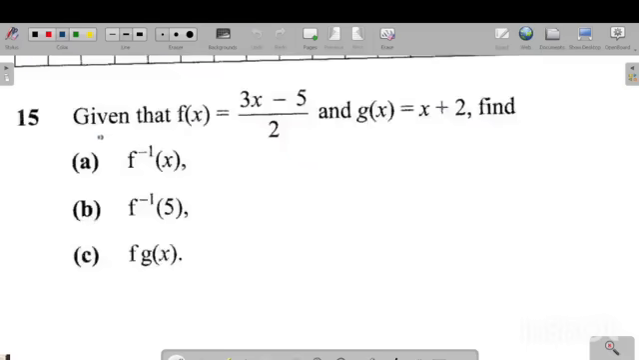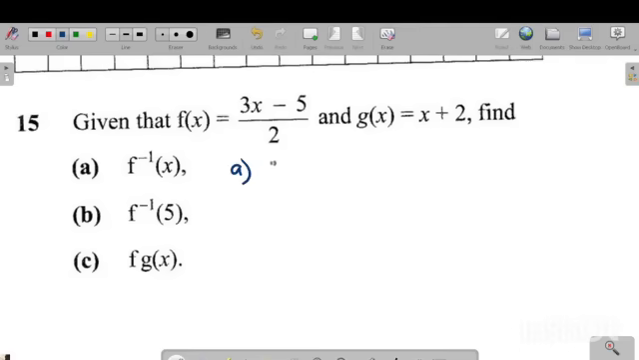Okay, number 15, given that the function f of x is this one and g of x is this one, find f inverse, the inverse of the function f of x. Whenever you see a function that has been raised to the power -1, it means they want you to find the inverse. At A, they want you to find the inverse of the function f of x. But remember, the function f of x is equal to 3x minus 5 over 2.